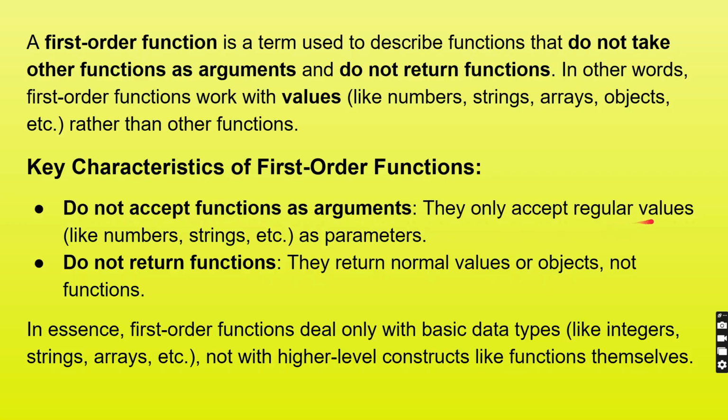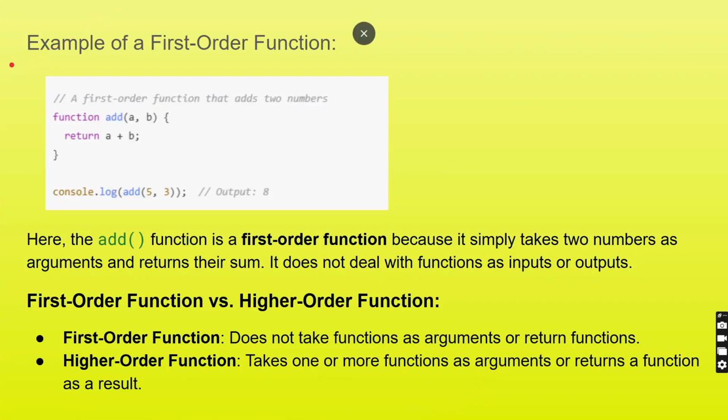They only accept regular values like numbers, strings, etc. as parameters. Do not return functions. They return normal values or objects, not functions. In essence, first order functions deal only with basic data types like integers, strings, arrays, etc., not with higher level constructs like functions themselves. Example of a first order function: a first order function that adds two numbers.